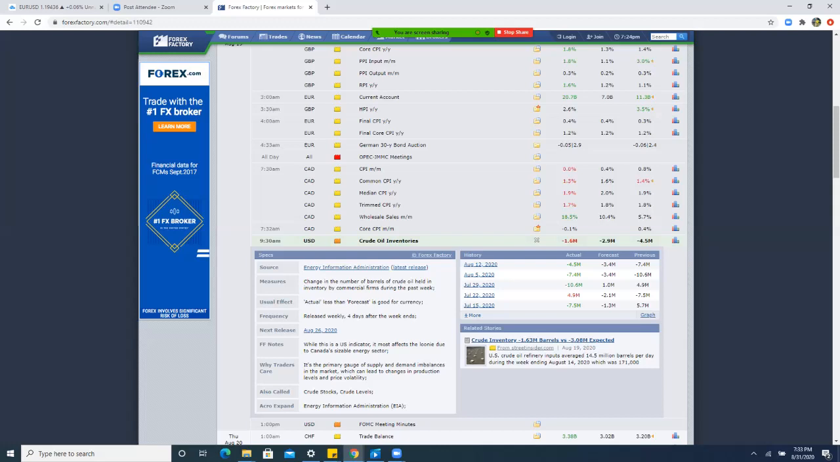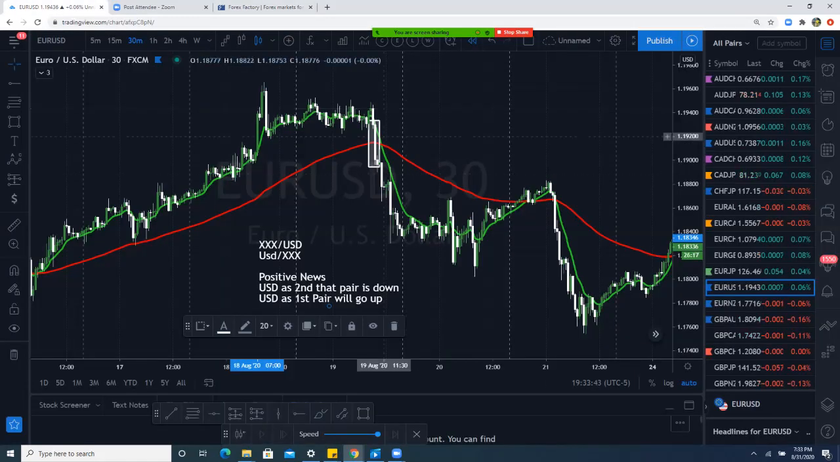So that means the United States dollar got stronger, thus making this pair go down because the United States dollar is the second currency. So when that gets stronger, it's going to go down.